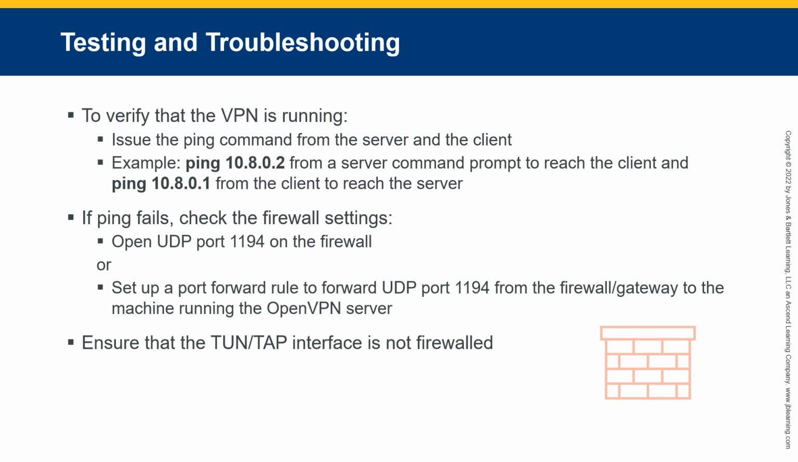If the ping fails, you're going to want to check the firewall settings and make sure the firewall has port 1194 open. You have a firewall rule there, and you set up a port forward rule on UDP 1194 from the gateway to the machine running the OpenVPN server. You also want to make sure the TUN-TAP interface is not firewalled for that. So that would be the external interface that your VPN is connecting to.